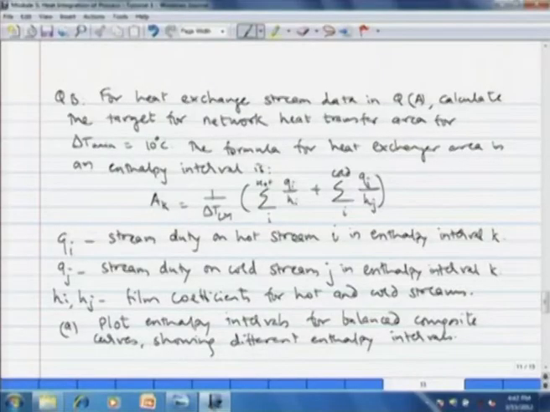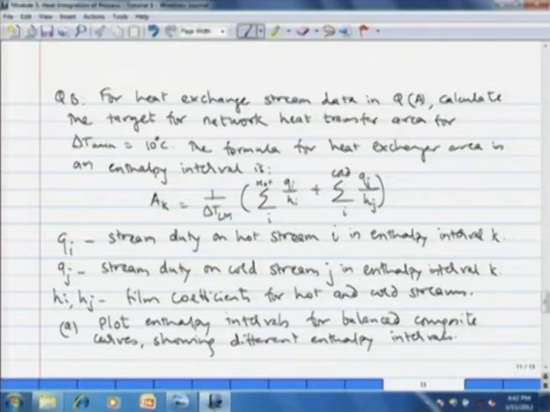We have been given a formula for heat exchanger area in an enthalpy interval. For enthalpy interval K, the area AK is 1 by delta T LM into the bracket, summation Qi by Hi for all hot streams plus summation Qj by Hj for all cold streams. The notations are given. Qi is the stream duty on hot stream i in enthalpy interval K. Qj is the stream duty on cold stream j in enthalpy interval K. Hi and Hj are film coefficients for hot and cold streams.